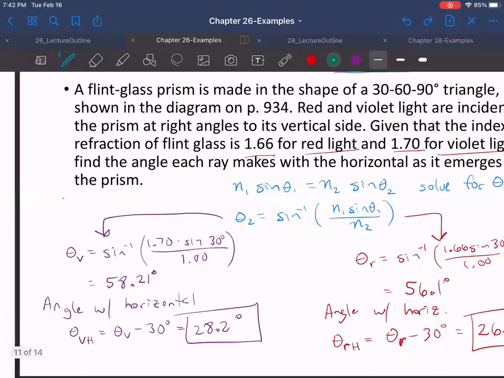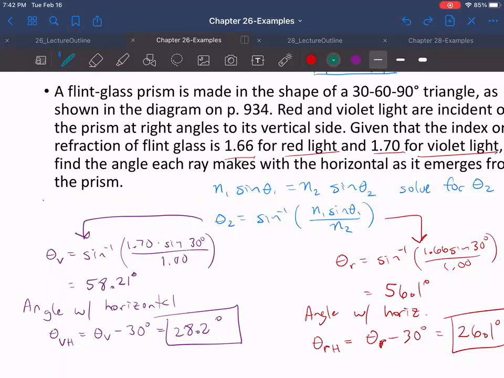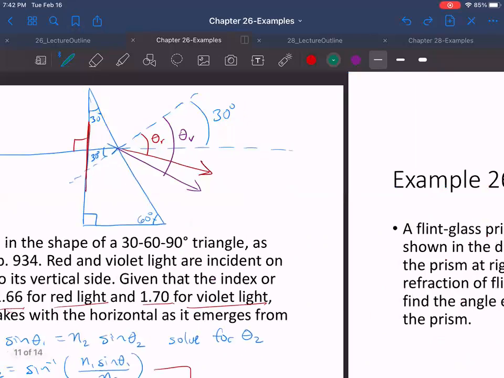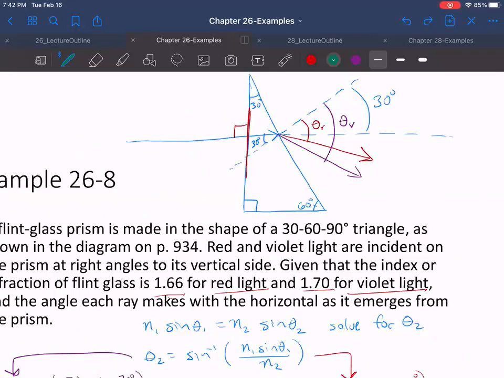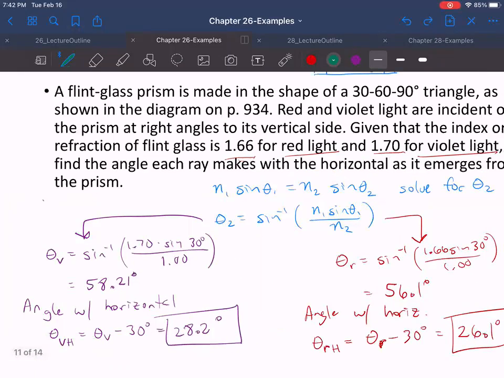So going over here for violet light to the left, theta 2 would be the angle for the violet, which is what I labeled up here, theta V. And so theta V is the arc sine of 1.7, which is the index of refraction of our material for violet light. So I put 1.7 in right there. The incident angle is 30 degrees and the incident material is air, and it has an index of refraction of 1.00. So I plug those numbers in and I get a refracting angle of 58.21.